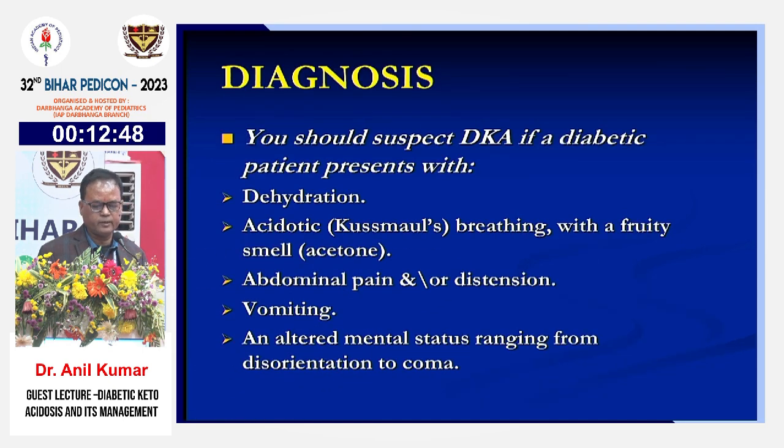Diagnosis. We should suspect DKA if a diabetic patient presents with severe dehydration, because of the loss of both intracellular and extracellular fluid. Acidotic breathing, Kussmaul breathing with a fruity smell. As you know, in acetone the smell is fruity. Abdominal pain and distension: this is a very important cause of abdominal pain in the pediatric age group, that is DKA. Vomiting, persistent vomiting, is very important. And altered mental status ranging from disorientation and obtundation to coma.